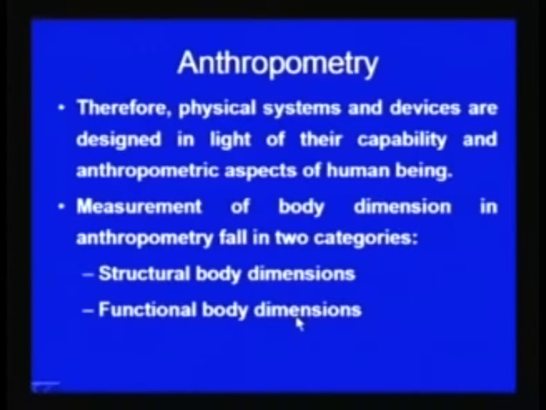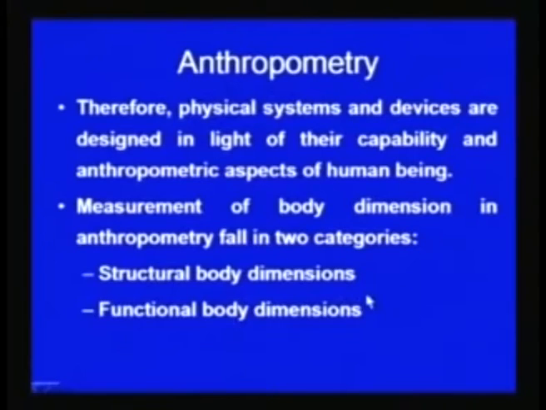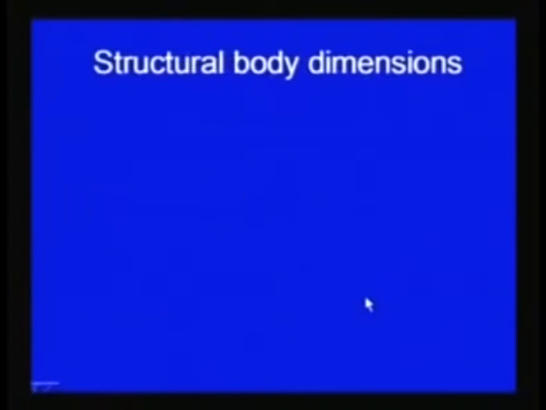When the body dimensions are measured in anthropometry, these measurements are carried out in two different ways. In one case, the body remains in a static position, and in another case, during operation, the body is moving, and under the moving conditions, the measurement of the body dimensions represents the functional body dimensions. When the body is functioning, what will be the dimensions which will be possible related to the different body parts.